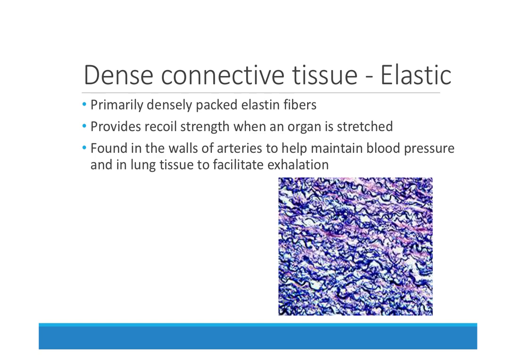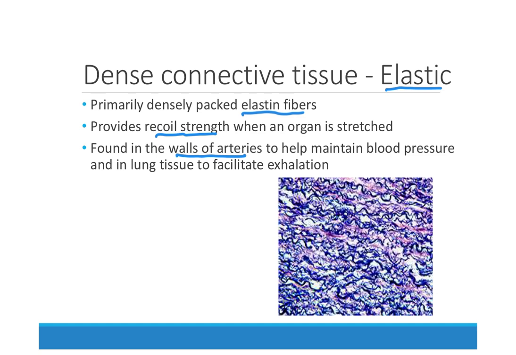Another type of dense connective tissue is elastic. And this is made up primarily of elastin fibers. Elastic dense connective tissue provides recoil strength when an organ is stretched, so it brings it back to its original size. Elastic dense connective tissue is found in the walls of the arteries, which are constantly stretching and expanding as a wall of blood that we call a pulse travels through it. Every time your heart beats, it pushes out a wave of blood, and arteries have to expand to let that wave through and then contract afterwards.